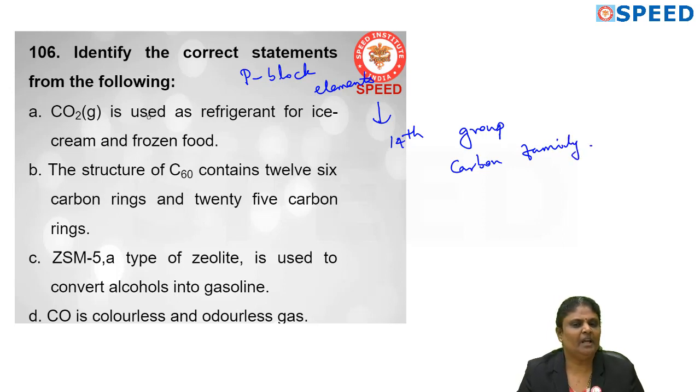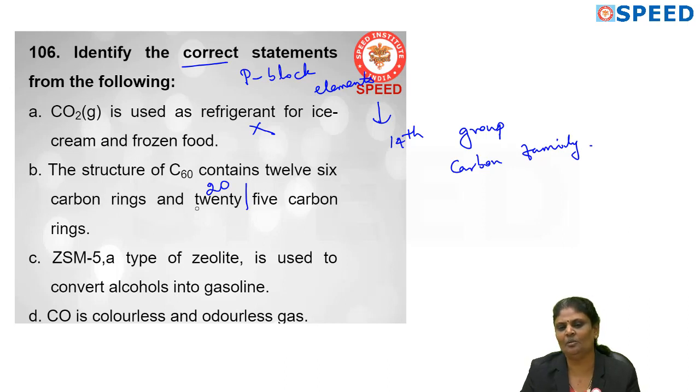Okay, so carbon dioxide is used as refrigerant for ice cream and frozen food. I think this is a wrong statement. Your question is to pick the correct statement. So the structure of C60 contains 12 6-carbon rings and 25 carbon rings. Most of the students misunderstood this part.